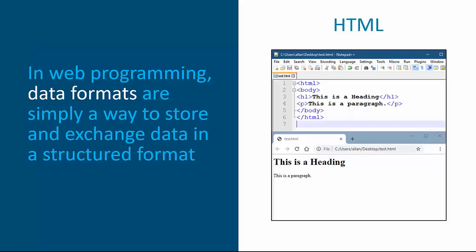In web programming, data formats are simply a way to store and exchange data in a structured format. HTML, or Hypertext Markup Language, is a way of structuring data for software to understand. In this case, you have the web page in HTML, and the web browser or software is able to understand the markup language and then present the data with the proper styling.